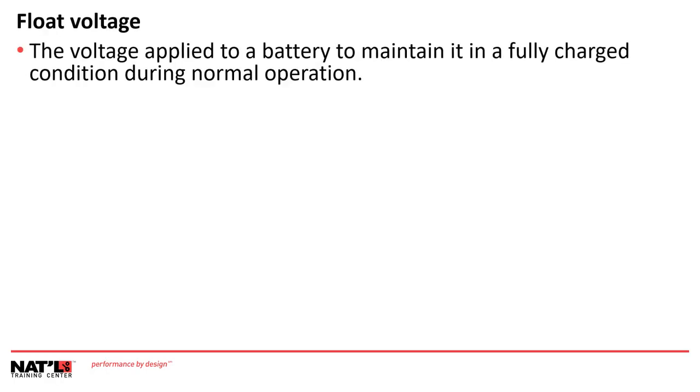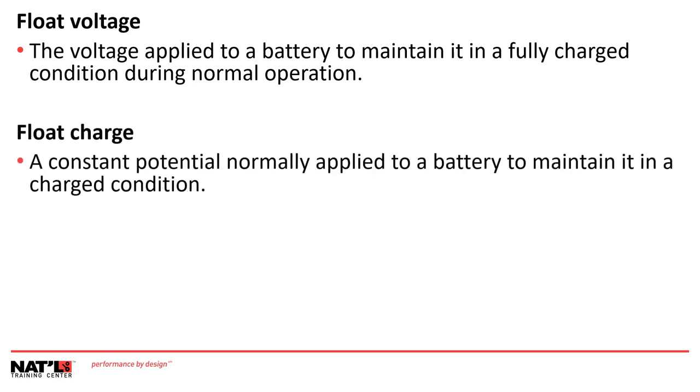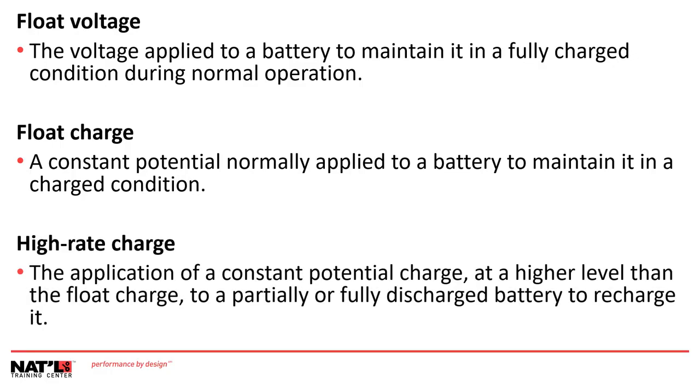Float voltage. The voltage applied to a battery to maintain it in a fully charged condition during normal operation. Float charge. A constant potential normally applied to a battery to maintain it in a charged condition. High rate charge. The application of a constant potential charge at a higher level than the float charge to a partially or fully discharged battery to recharge it.